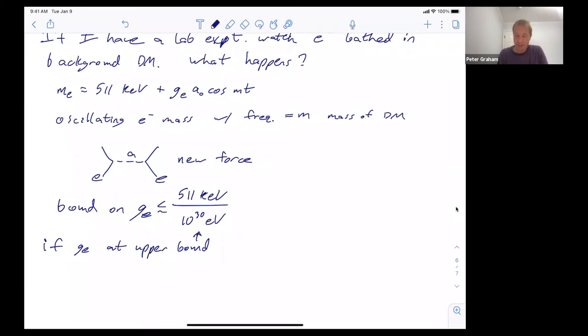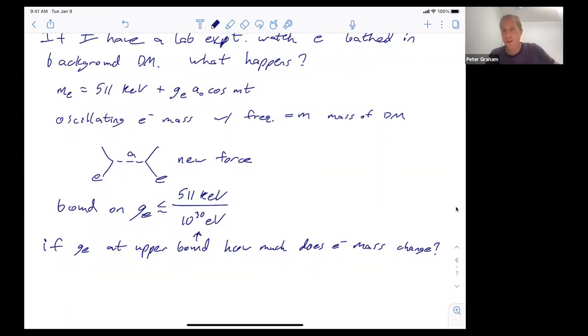how much does the electron mass change? What is the signal you see? How much does it oscillate? So take just a minute and calculate that. Remember, this is the largest the signal could be. And of course, are there any questions, please ask.